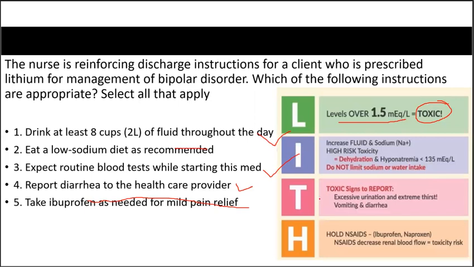Okay, with T, we're looking at toxic signs to report: your excessive urination, extreme thirst, vomiting, and diarrhea. And H would mean to hold NSAIDs like your ibuprofen and your naproxen. Remember, NSAIDs decrease renal blood flow, which could also result in a high toxicity risk.